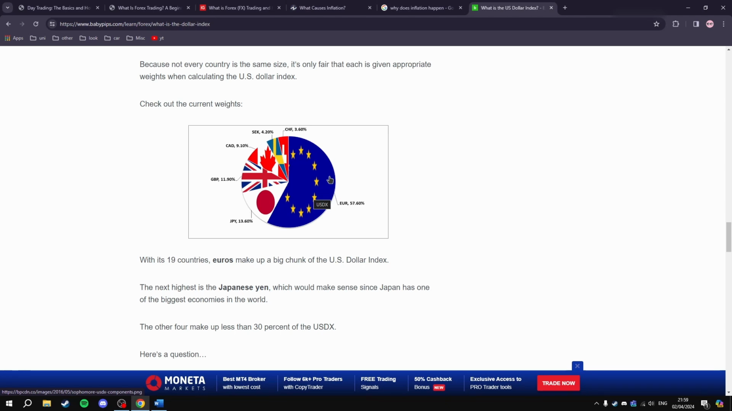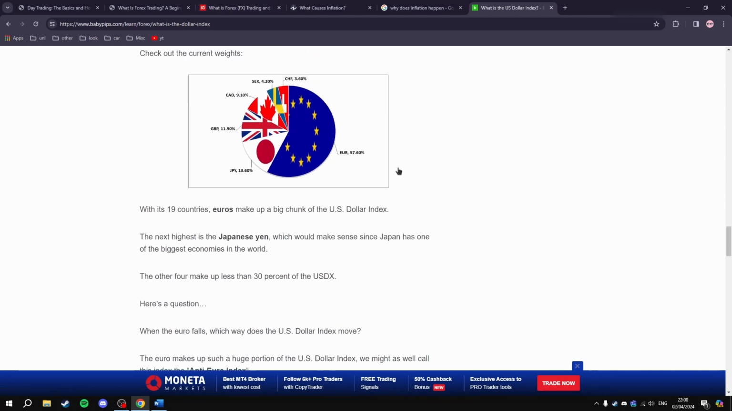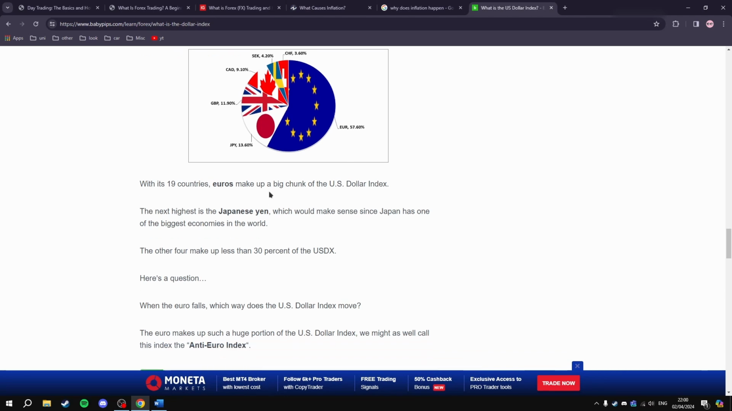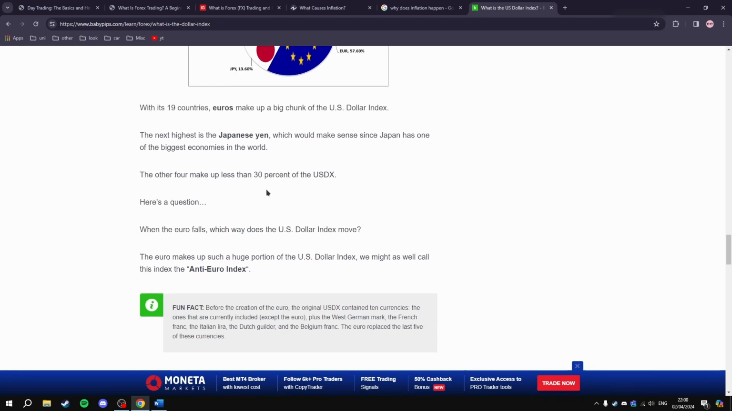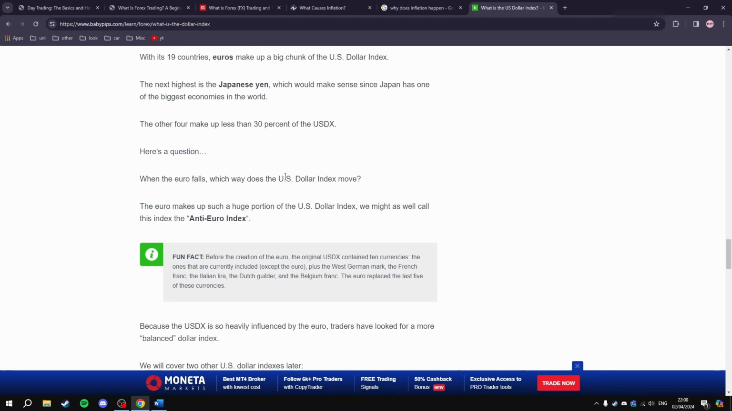With its 19 countries, the euro makes up the big chunk of the US dollar index. The next highest is the Japanese yen, which makes sense since Japan is one of the biggest economies in the world. The other four make up less than 30% of the USDX. Here's a question. When the euro falls, which way does the US dollar index move? The euro makes up such a huge portion of the US dollar index, we might as well call this index the anti-euro index.